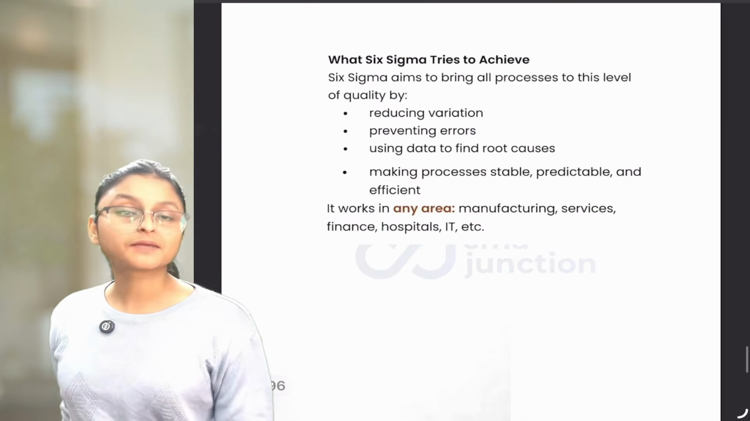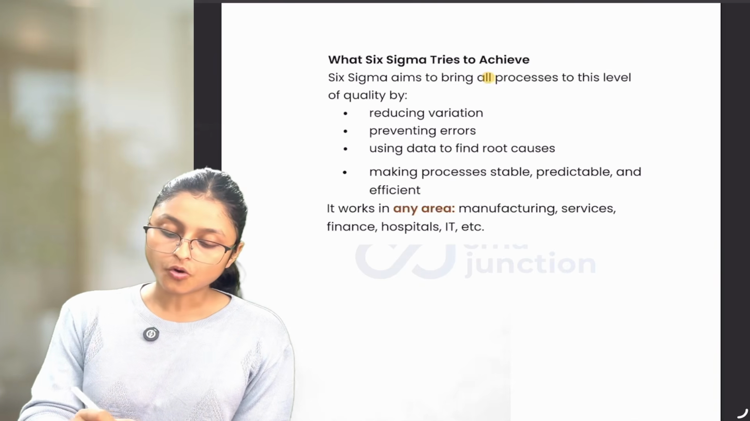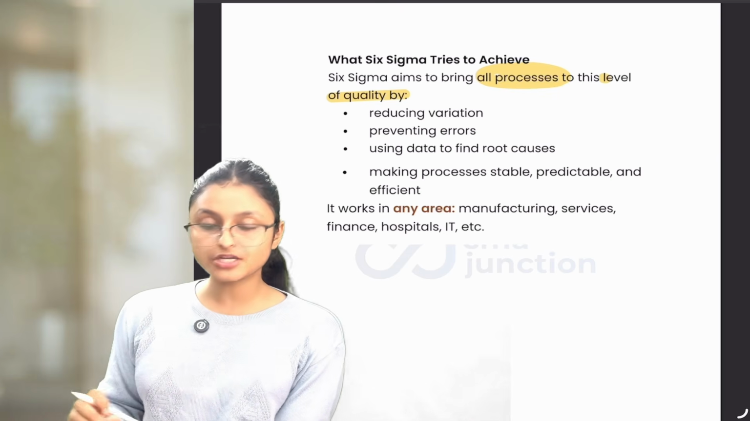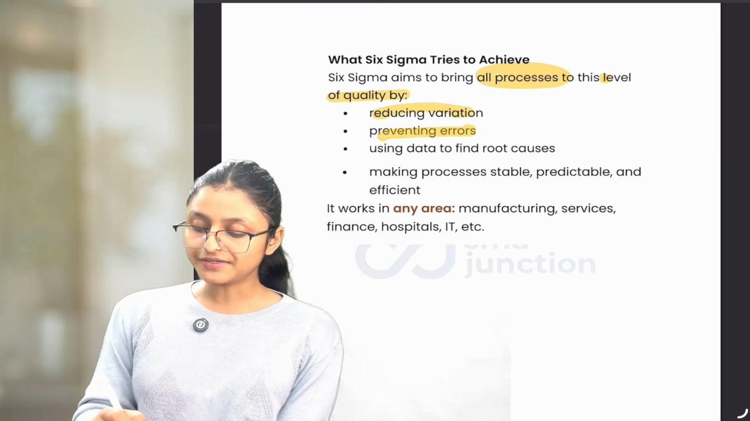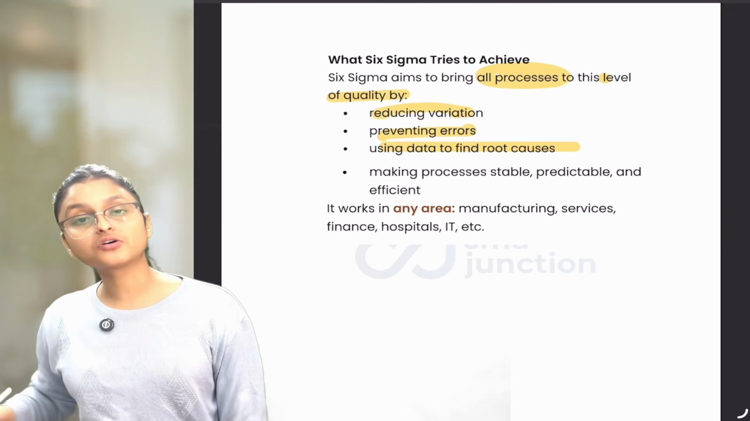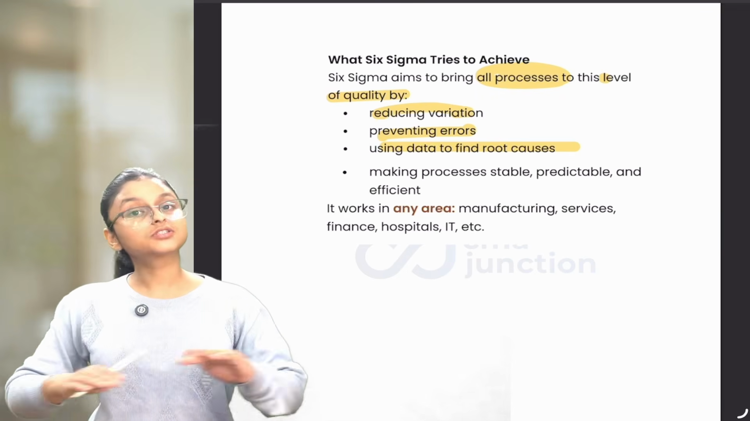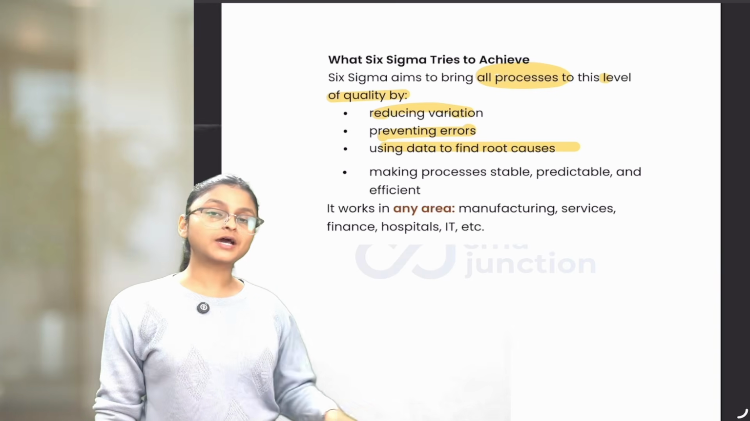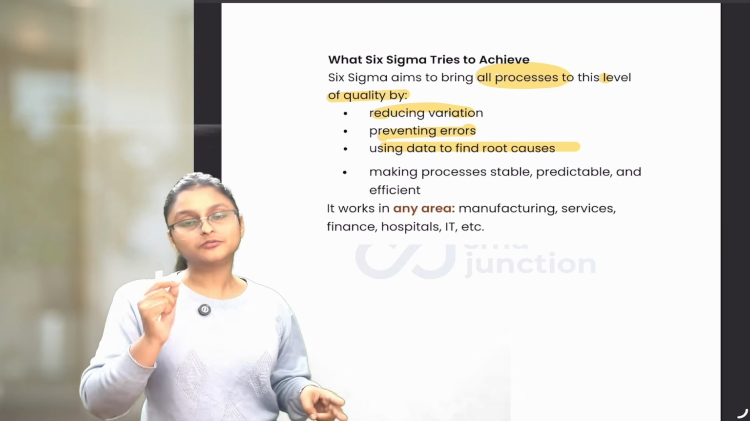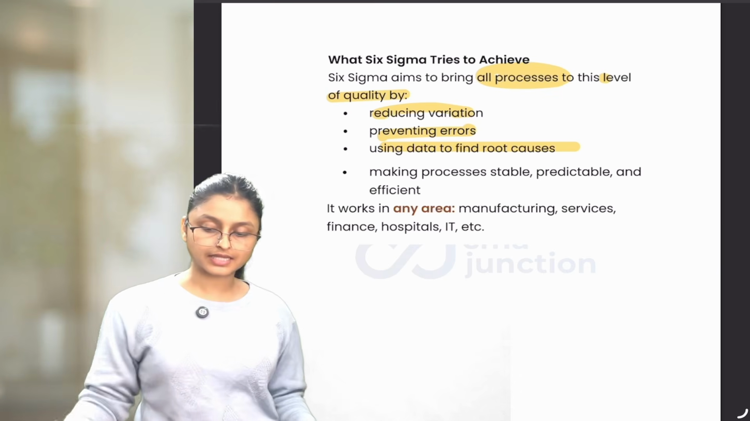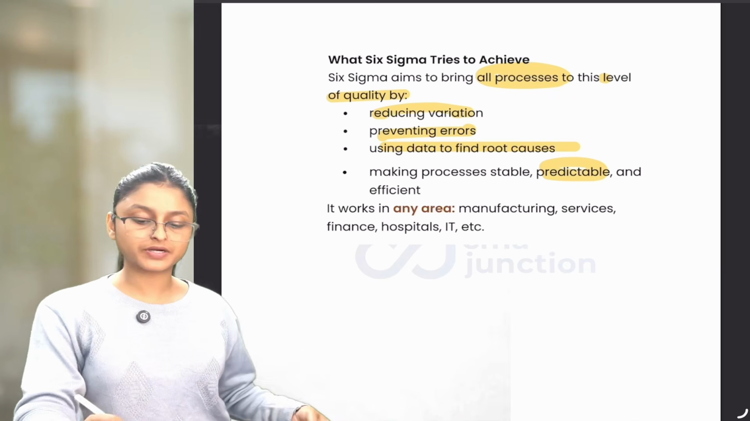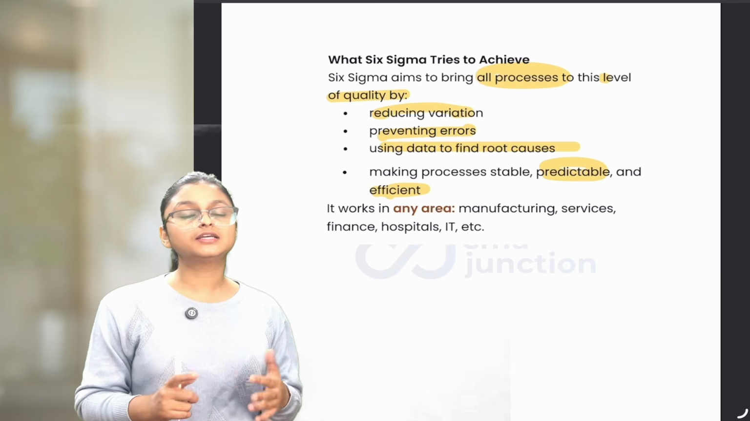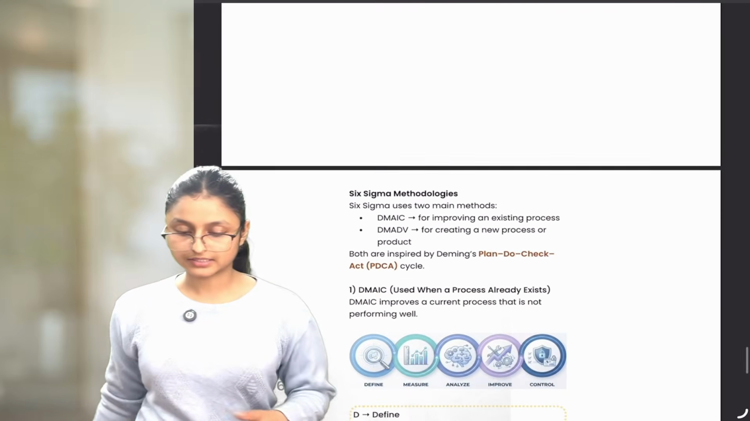Next, what does Six Sigma try to achieve? Six Sigma aims to bring all processes to this level of quality. The Six Sigma level of quality we try to achieve for every process by reducing variations, preventing errors, using data to find the root cause of why this particular problem is arising, and making processes stable. That is achieved through statistical quality control. We will also try to make our process capable, but not only up to 3 standard deviations, but up to 6 standard deviations. We are trying to make our processes predictable and efficient. It works in any area, whether it be manufacturing, finance, IT, hospital, everywhere you can apply Six Sigma.